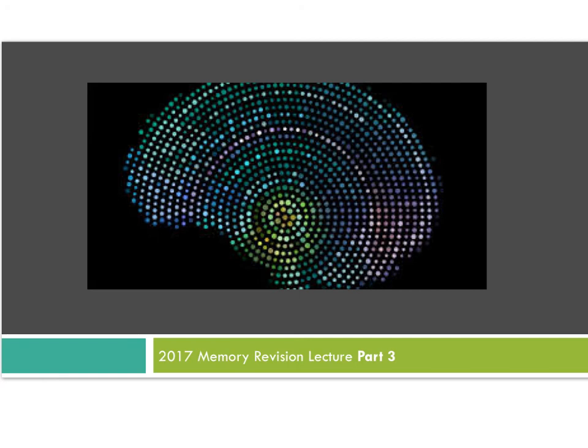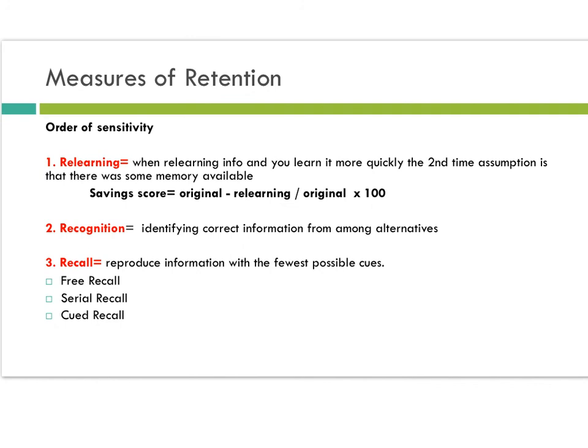Okay guys, so we've done the first two parts of memory revision. We've looked at the neural basis of learning and memory, we've looked at the models of memory, and now we're continuing to look at the biological, psychological and social factors that affect our ability and our inability to encode, store and retrieve information. So we're still looking at psychological factors.